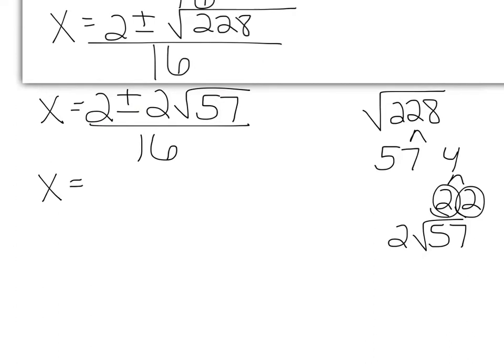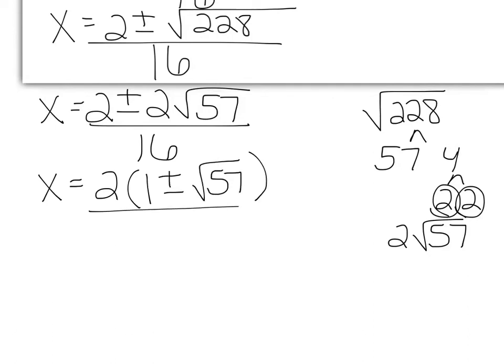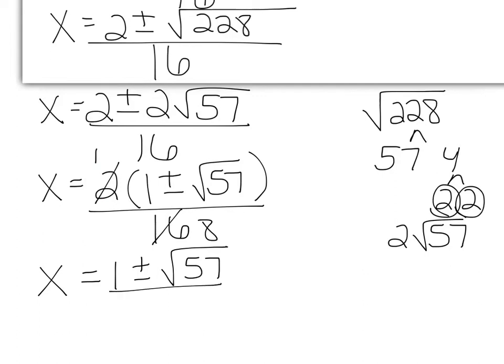So it's x equals, I'm going to factor out a 2, leaving me 1 plus or minus the square root of 57 all over 16. Now that that 2 is factored out, I can reduce it with this 16. You cannot do so until then. 2 over 16 reduces to 1 over 8. So you end up with x equals, if you go ahead and distribute this 1, nothing changes, 1 plus or minus the square root of 57 over 8.